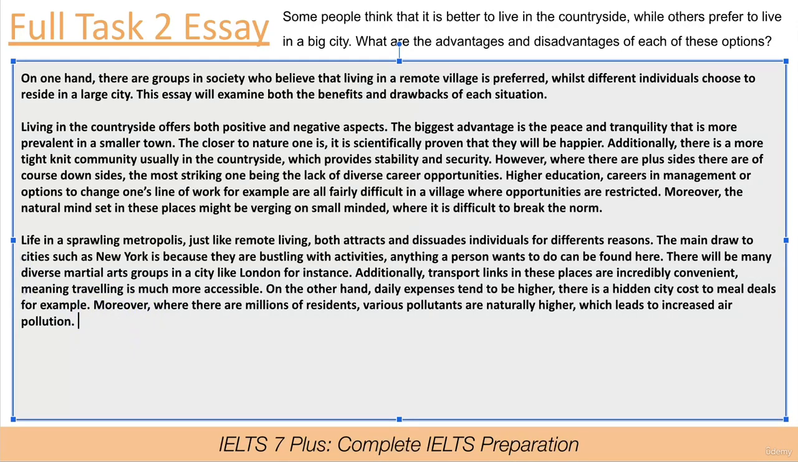Additionally, transport links in these places are incredibly convenient, meaning travelling is much more accessible. On the other hand, daily expenses tend to be higher. There is a hidden city cost to meal deals, for example. Moreover, where there are millions of residents, various pollutants are naturally higher, which leads to increased air pollution. All righty, I think that's good. We've got both sides there, advantages and disadvantages for both.